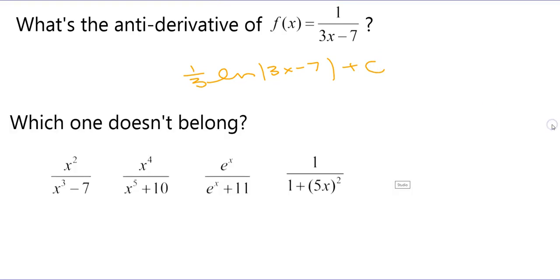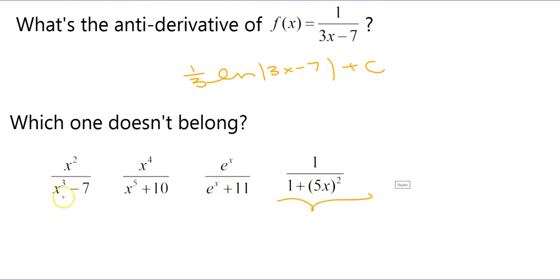All right, now let's pause. You decide which one doesn't belong. In other words, each of these antiderivatives should have some form of ln, except for one of them. See if you can decide which one does not have a natural log as its antiderivative. All right, well, it turns out to be this one. This one has an antiderivative of the form arctan.